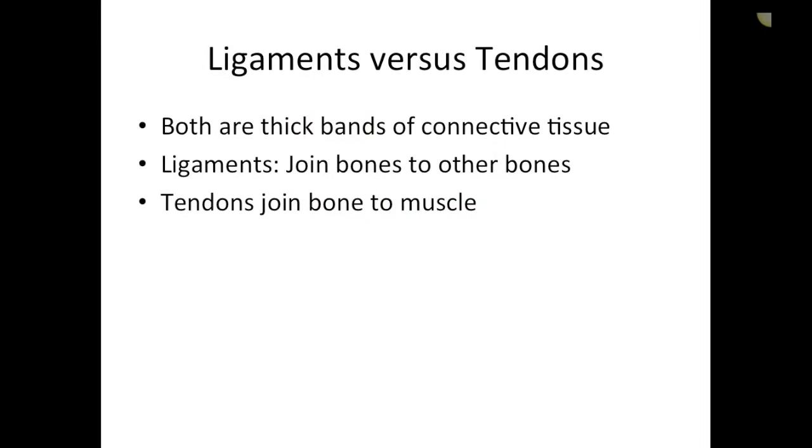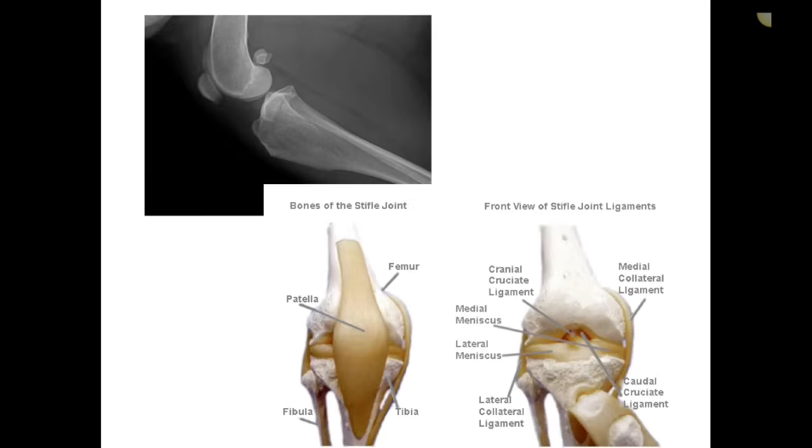All right, we are almost done. It's very exciting. So, ligaments versus tendons. I just want to point out a few things because we'll go through them in class. Both are thick bands of connective tissue. Ligaments join bones to other bones, and tendons join bone to muscle.